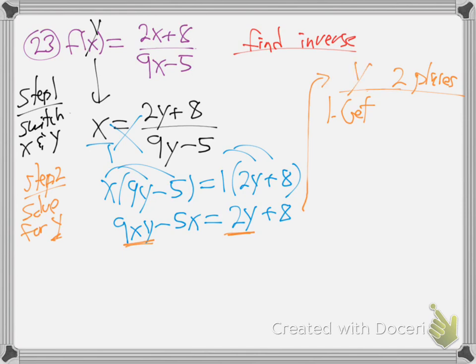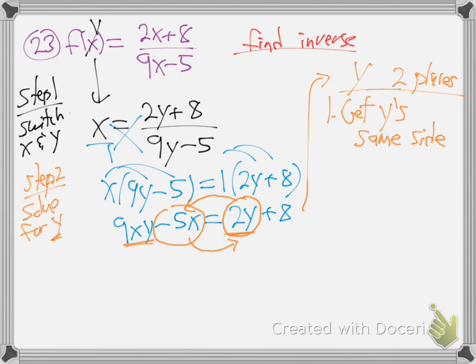The y is in two places. Get the y's on the same side. So step number 1 is you got to get those y terms on the same side. That means I'm going to grab this 2y term and jump it to the left, and I'm going to grab the minus 5x and jump it to the right. I want to get all the y stuff on one side, the non-y stuff on the other.